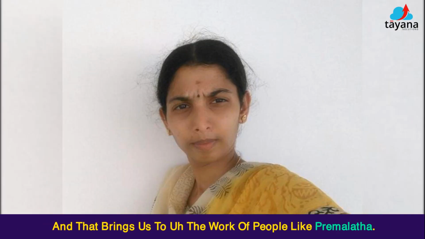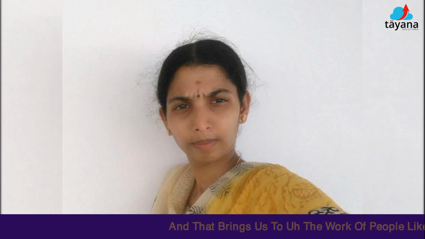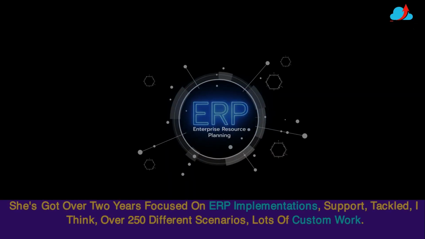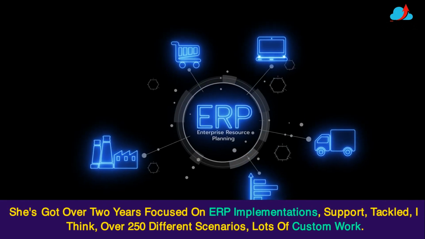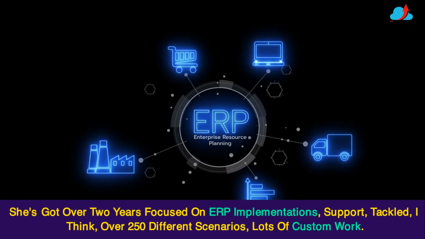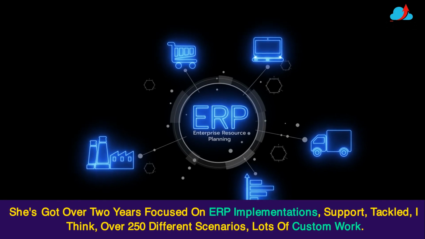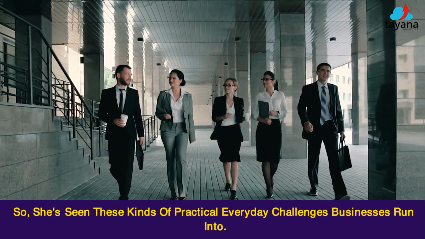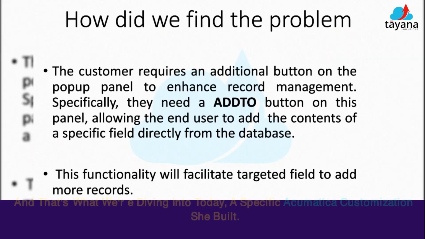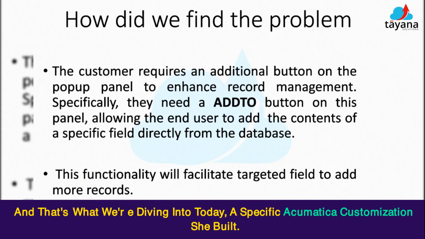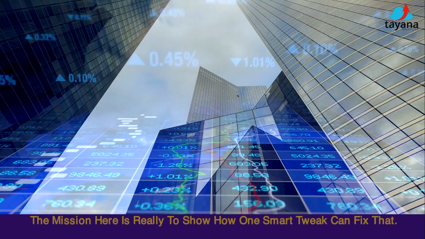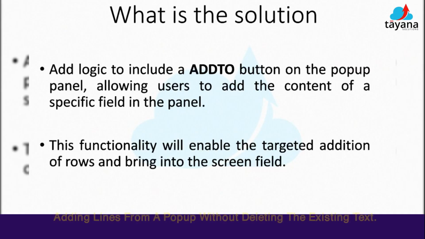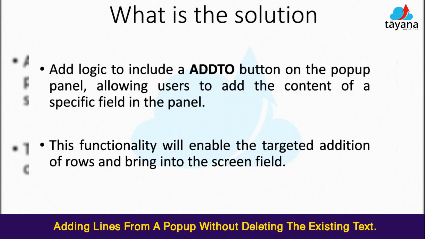And that brings us to the work of people like Premalatha. She's a senior software engineer over at Tayana Solutions. Okay. She's got over 2 years focused on ERP implementations, support, tackled, I think, over 250 different scenarios, lots of custom work. So she's seen these kinds of practical, everyday challenges businesses run into. Definitely. And that's what we're diving into today, a specific Acumatica customization she built. Right. The mission here is really to show how one smart tweak can fix that annoying problem, adding lines from a pop-up without deleting the existing text.